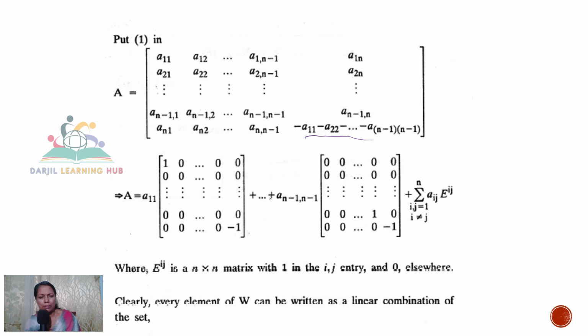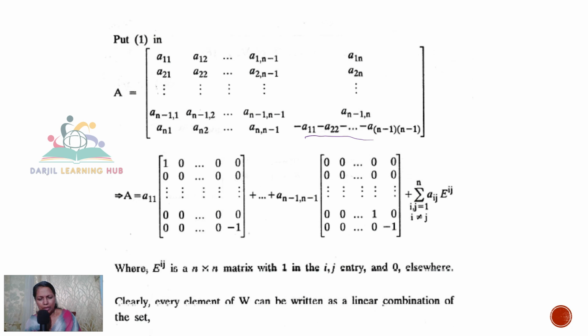So the second term A22, take it out, and you will get another matrix. Similarly, An minus 1, n minus 1, you take it out. So the remaining entries are all 0, the one entry is 1 and the other is minus 1. Plus the remaining Aij elements, i, j from 1 to n, i not equal to j. The remaining entries we put generally like this, where Eij is an n by n matrix with 1 in the i, j entry and 0 elsewhere. Only in the i, j entry does the element become 1; the remaining entries are 0.